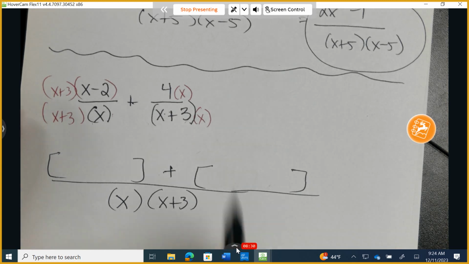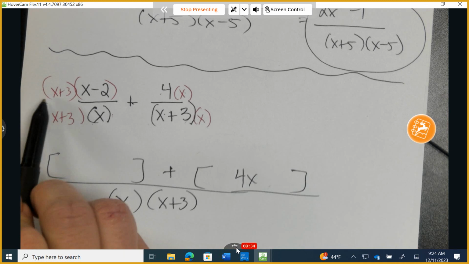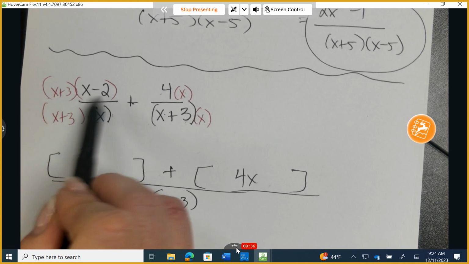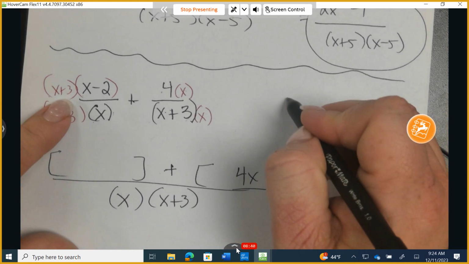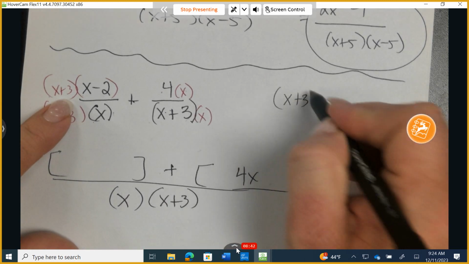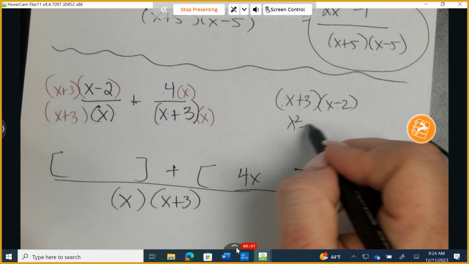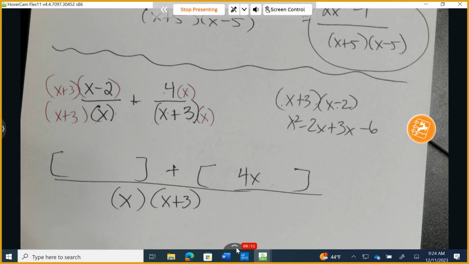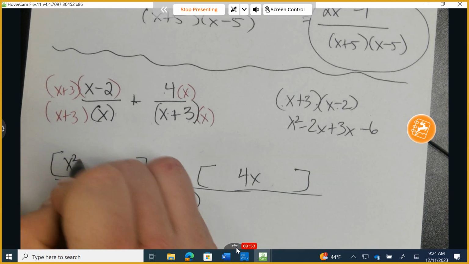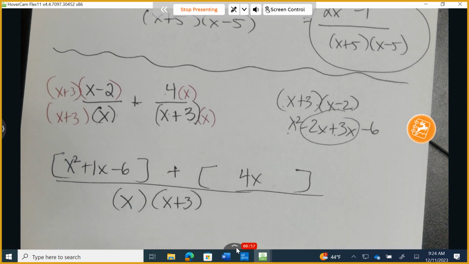Now, on the right-hand side, it's pretty easy. In the numerator of the right-hand side, 4 times x is simply 4x. But I need to come off to the side, and I need to FOIL the numerator of the left fraction. So I'm multiplying the fronts to get x squared, multiplying the outsides, multiplying the insides, and doing the lasts. And when I combine like terms, I get x squared plus 1x minus 6. X squared plus 1x minus 6.